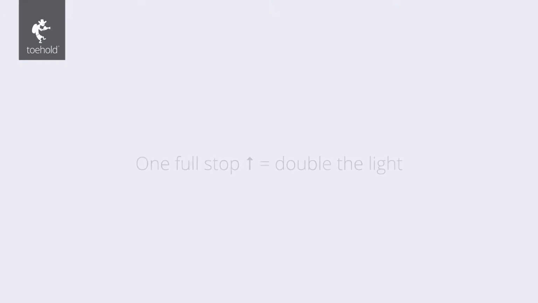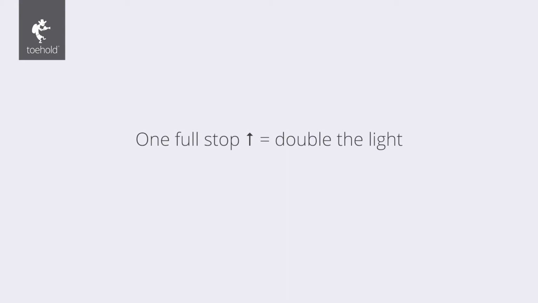We'll discuss each of these in detail in the upcoming videos, but first, what's the most basic thing we need when we are trying to control or change the quantity of something? That's right, we need a unit of measurement, and that unit of exposure is called the stop. One full stop increase of exposure is double the amount of light, and one full stop decrease of exposure is half the amount of light.